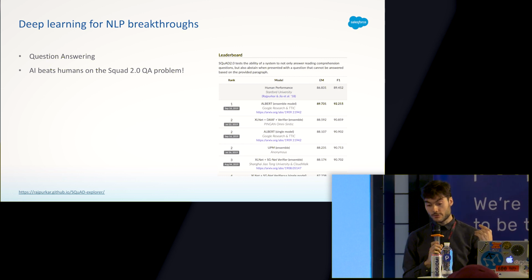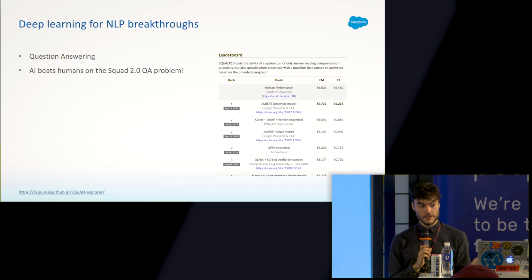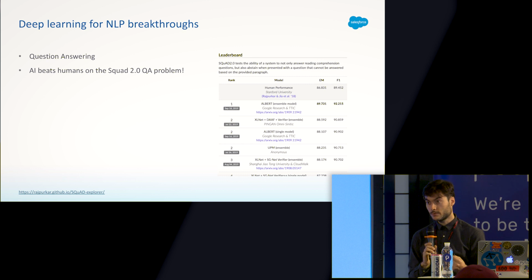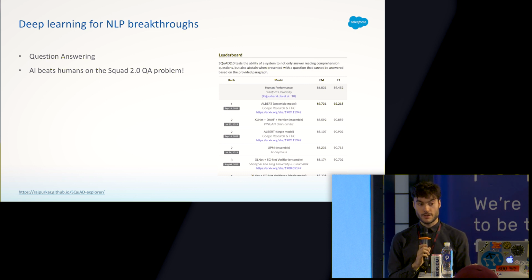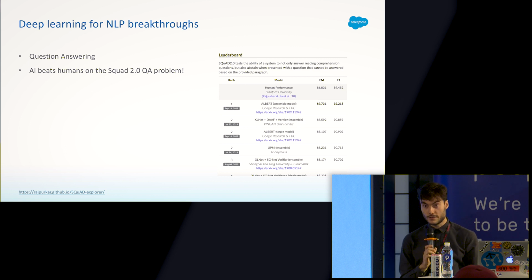And this was introduced a couple of years ago, I believe. And at the time, there was a significant gap between AI performance and human performance. But then a few months later, with a transformer network called BERT, AI was able to beat humans significantly.